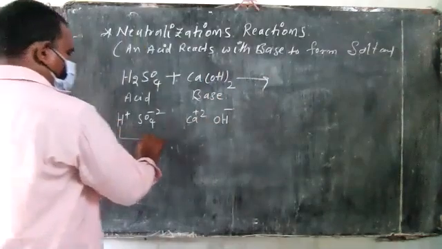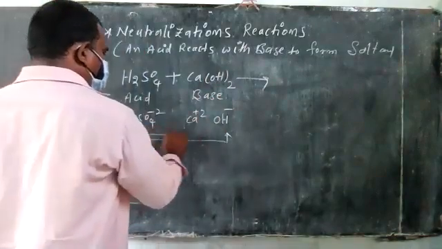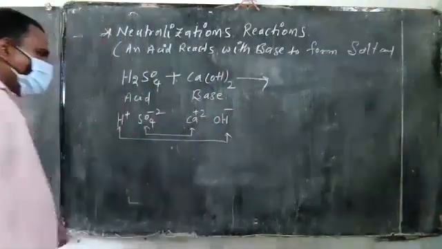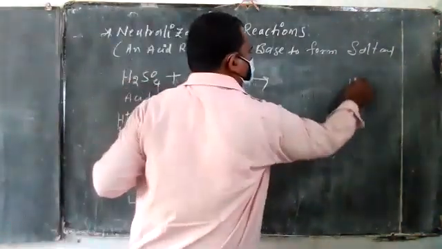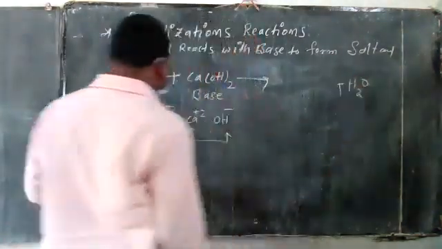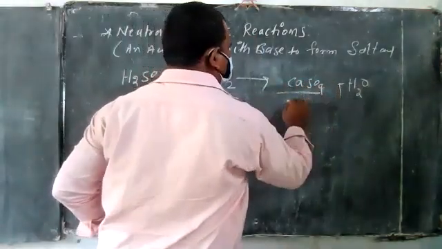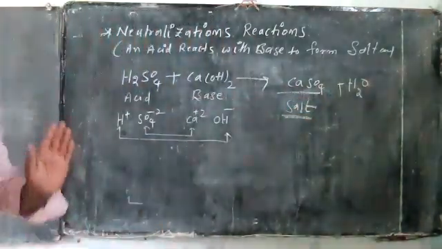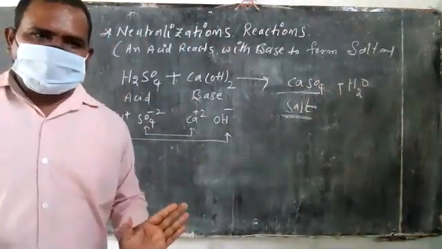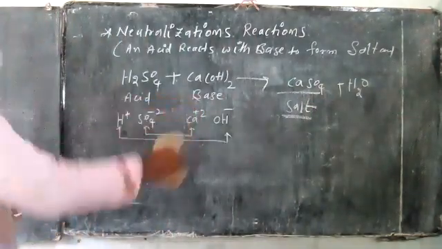Now this H plus combines with the OH minus, and the Ca plus 2 combines with the SO4 minus 2. So an acid reacts with a base to form a salt. First of all, water forms. Then the salt is calcium sulfate. This calcium sulfate is also one type of salt. Salt means not only sodium chloride. There are different types of salt. That is very, very important. Right.